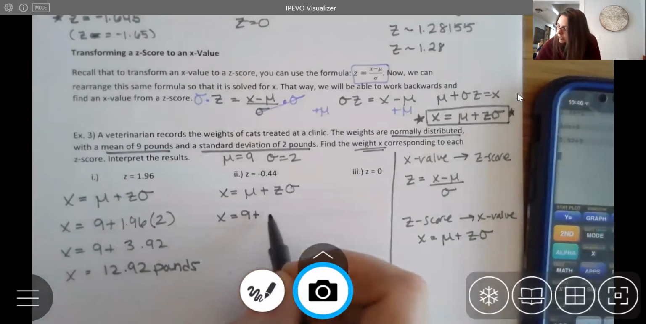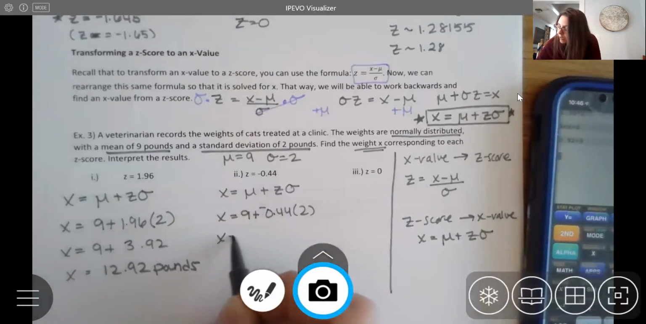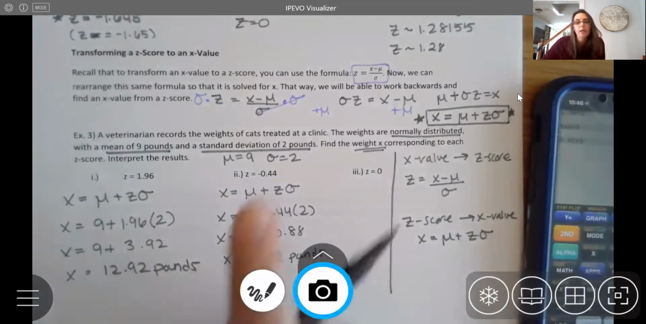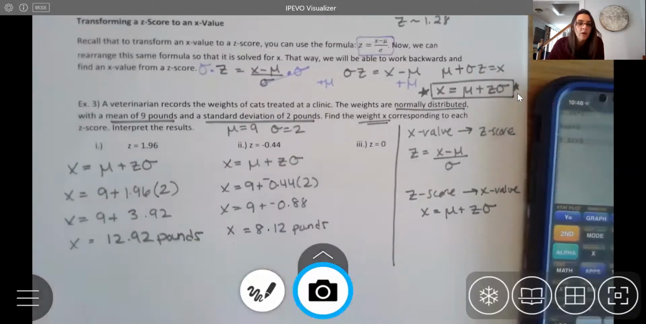So I have 9 plus the negative 0.44 times 2. And again, just be careful. You do have a negative here. So we're adding with negative 0.88. And when you do that, you get 8.12 pounds. So a z-score of negative 0.44 refers to a cat that's a little over 8 pounds.